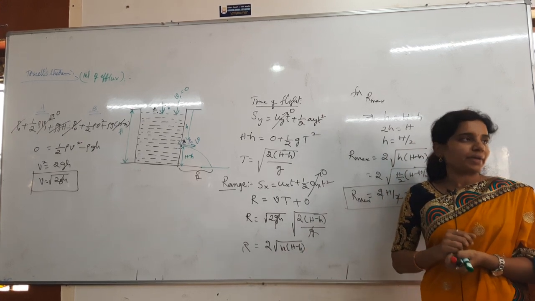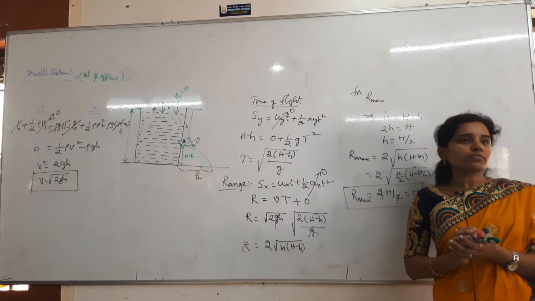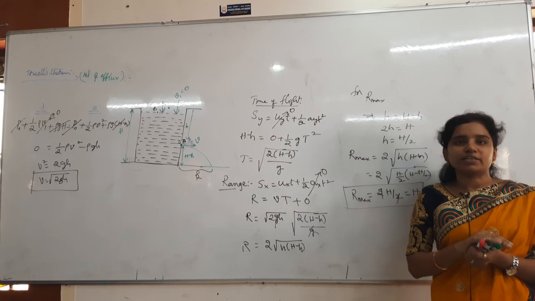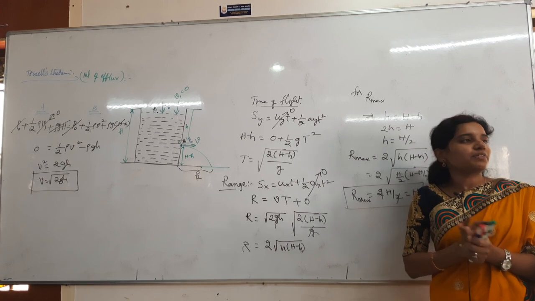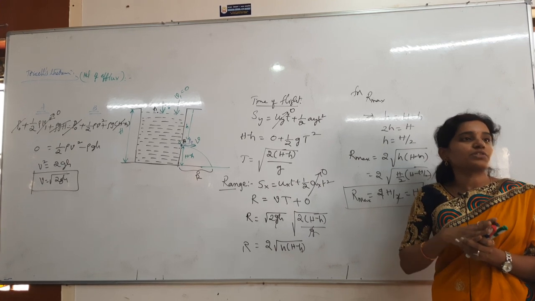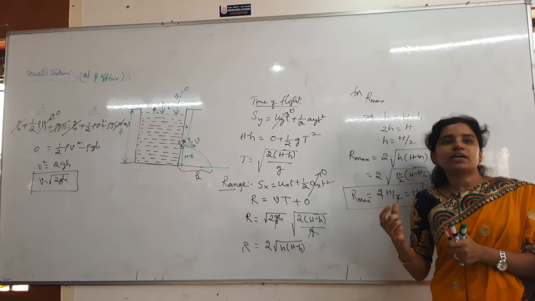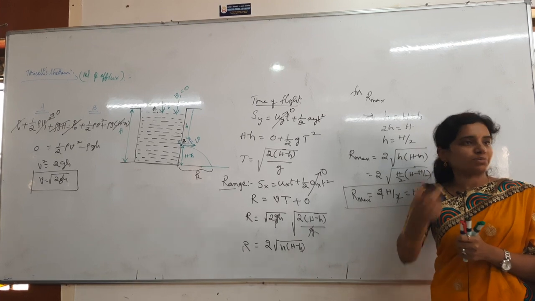When can the range be maximum in a projectile? The range will be maximum whenever theta is exactly 45 degrees. R maximum will be at theta equals 45, and the relation between h and r we got is H equals R by 4 tan theta. That is the relation. Tan theta is 1, then H equals R by 4 we will get. That is in the oblique projectile.